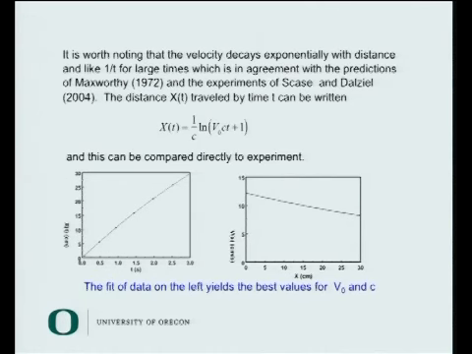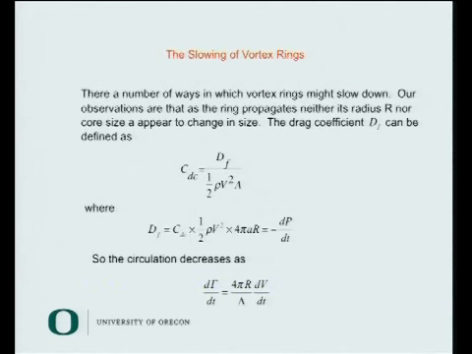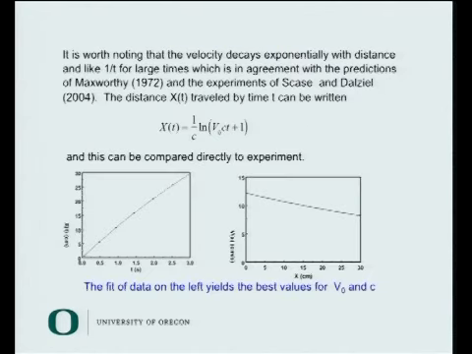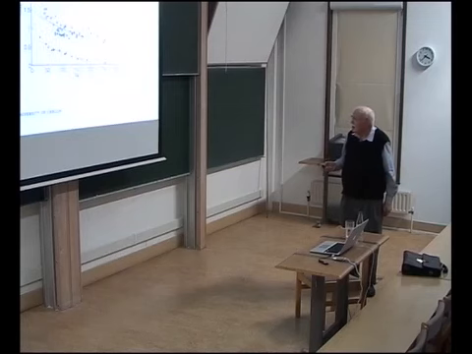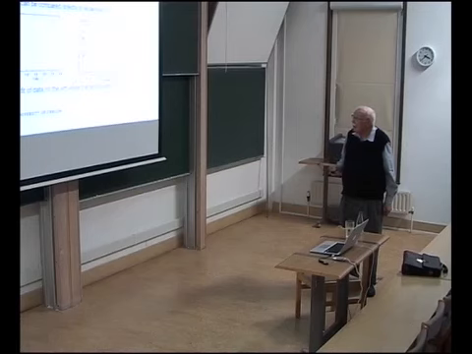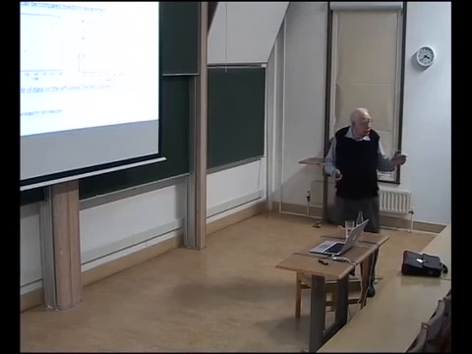So the question is, how do you study this drag coefficient? Well, you can quickly get an expression for the velocity of the ring. The velocity of the ring is the velocity of the ring at the gun, times e to the minus cx, where c is a drag coefficient. And the velocity is a function of time, this simple thing. And the drag coefficient, which comes in here, is the dimensionless drag coefficient C_D, times the radius of the core, times the log factor, divided by 2πr squared.